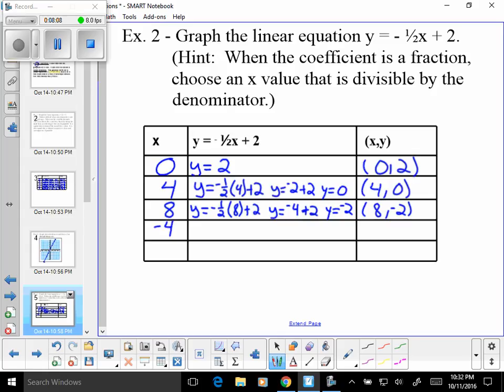Then I'm going to choose negative 4. Now, here's where you've got to remember that a negative number times a negative number is positive. So negative 1/2 times negative 4 is going to be positive 2, plus 2 will result in 4. So my point is negative 4, 4. And I will choose negative 8. Y will equal negative 1/2 times negative 8 plus 2. So y will equal 4 plus 2, so y will equal 6.